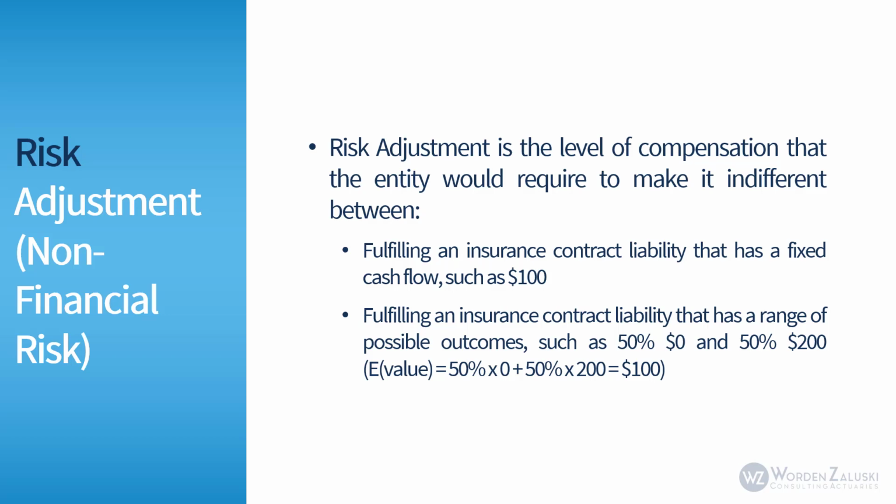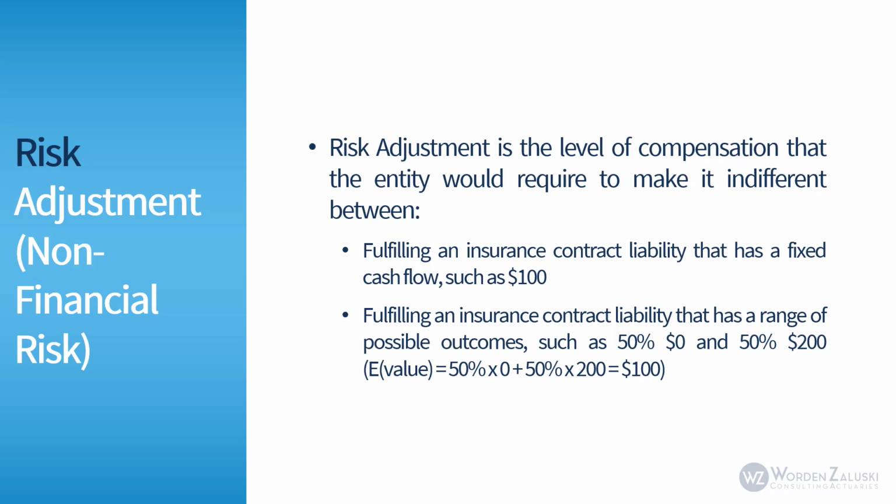So the risk adjustment is the level of compensation that an entity would require to make it indifferent between, for example, the following. Say you could fulfill an insurance contract liability with a fixed cash flow, such as $100, or fulfill an insurance contract liability that has a range of possible outcomes, such as, say, 50% times $0 and 50% times $200. So 50% of the time you're going to pay a claim worth $200, and 50% of the time you're going to pay no claim. The expected value of that is $100. So in both cases, the expected value is $100, but depending on your risk tolerance, you would likely pick the fixed $100 over that second option because you're guaranteed to pay $100.